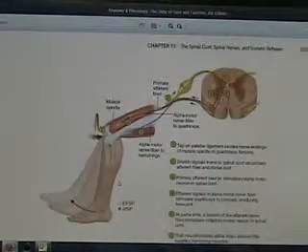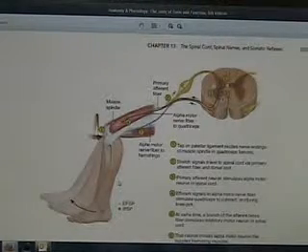All right, that is chapter 13, Spinal Cord and Reflexes.